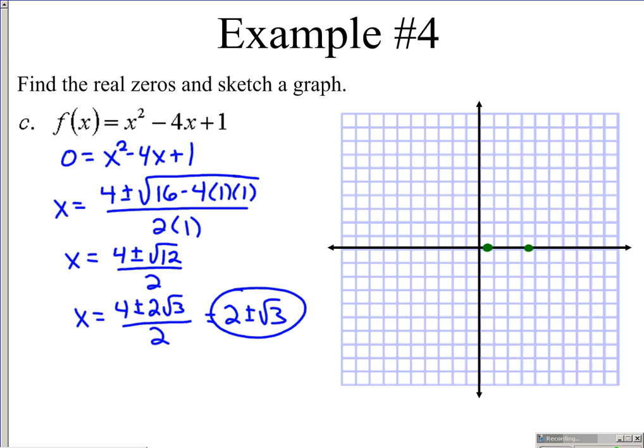Let's check out our right and left behavior. This is a parabola opening up, even powered, positive lead coefficient. Those graphs rise left and rise right. And there's a sketch of that graph.